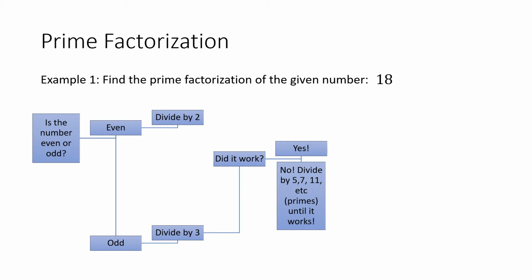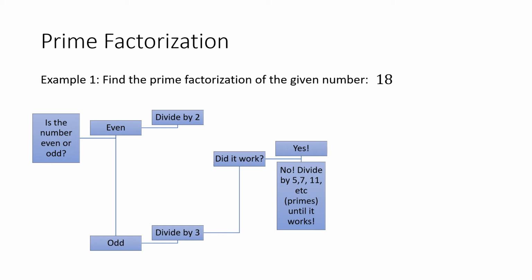If it's even, you're going to divide the number by 2 first. If it's odd, you're going to try to divide it by 3. And then you're going to see, does it work? When you divide these numbers, you don't want to get a decimal or any type of remainder. So if you do get a decimal when you divide by 3, that means it didn't work. If you get a whole number, then that means yes, it works.